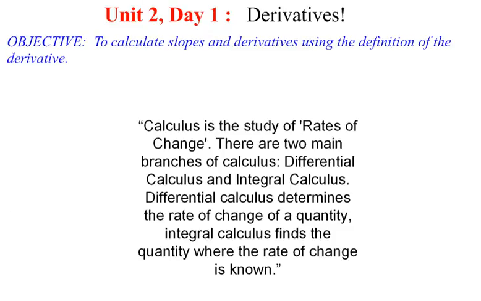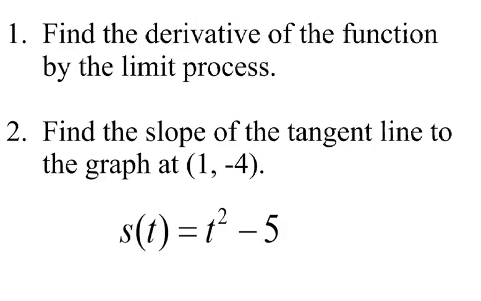Okay, so we're going to be looking at derivatives, which would be the slope of the tangent line to a function at a point. So here's the problem. Find the derivative of the function by the limit process. The function is t squared minus 5, which is a parabola that has been shifted down 5 units. And then we're going to use that to find the slope at a specific point at 1, negative 4.